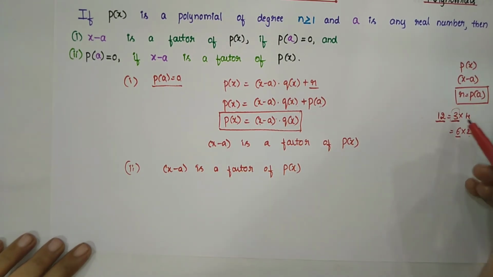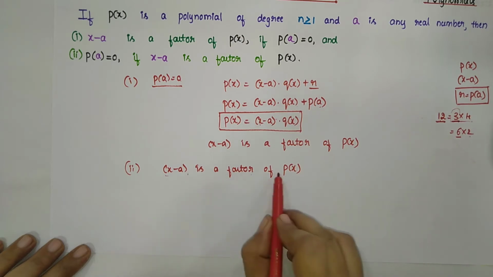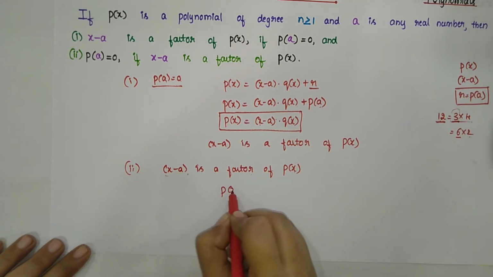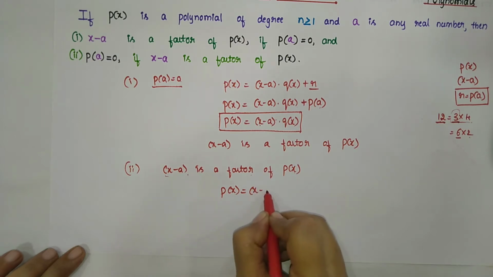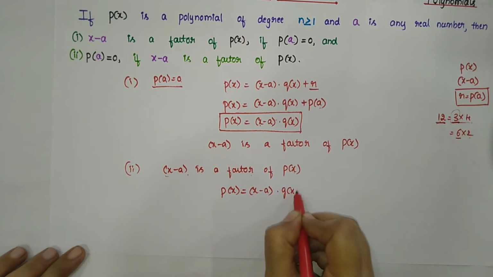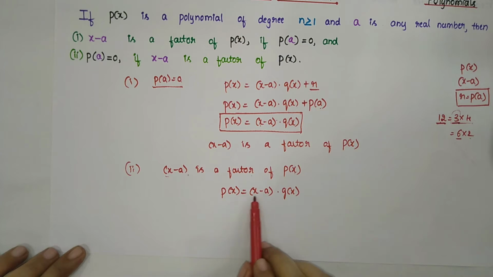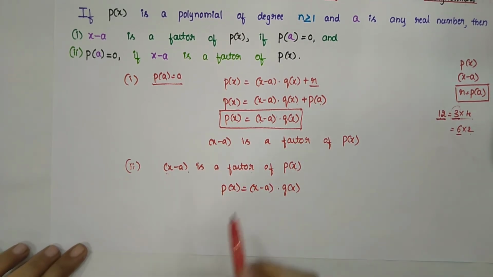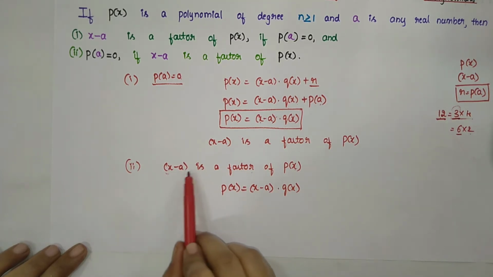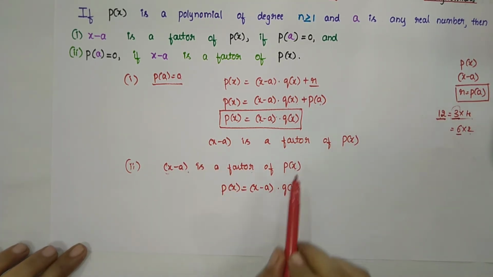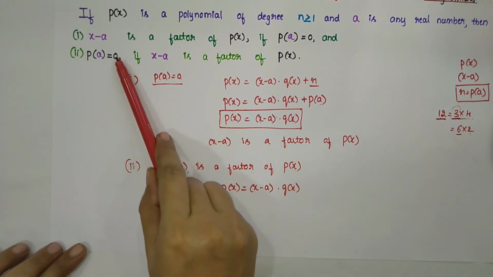I told you that if any number is a factor of another number, we can write it in this form. Similarly, if x minus a is a factor of p of x, I can write p of x equal to x minus a into g of x, where g of x is any other polynomial. Like you write numbers here, similarly we can write p of x equal to x minus a into g of x, where g of x is any polynomial. And here, by considering x minus a as a factor of p of x, we are trying to prove that p of a is equal to 0.